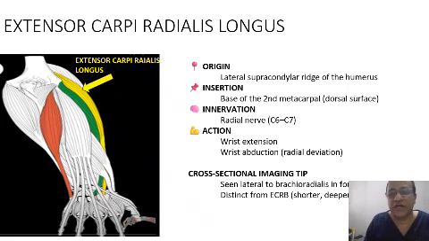To summarize, ECRL is a long, superficial forearm extensor that plays a key role in wrist mechanics and clinical interventions. Its anatomy, innervation, and vascular supply make it a muscle of interest across orthopedics, trauma, and radiotherapy.